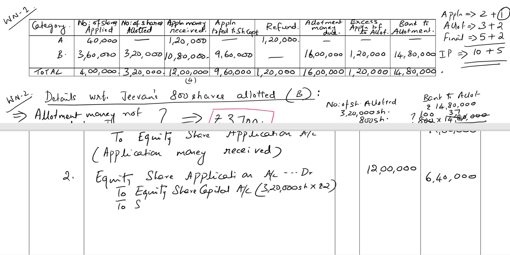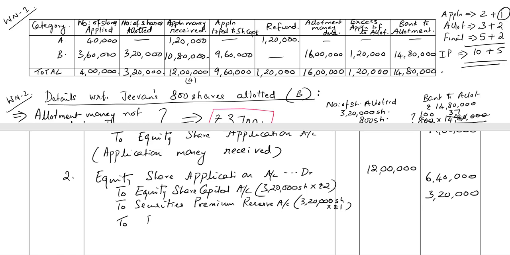To securities premium reserve account, the amount of the application money towards securities premium, which is rupees 1 per share on application, comes up to 3,20,000 rupees.